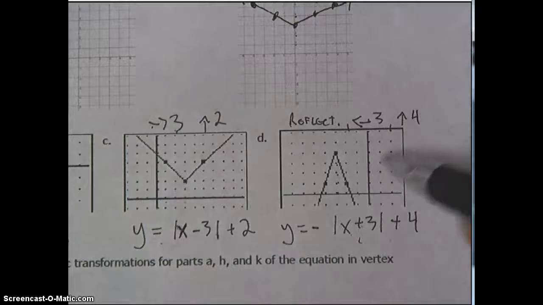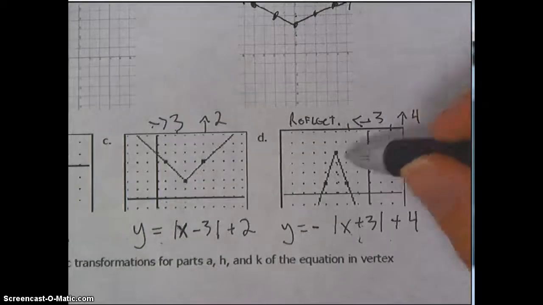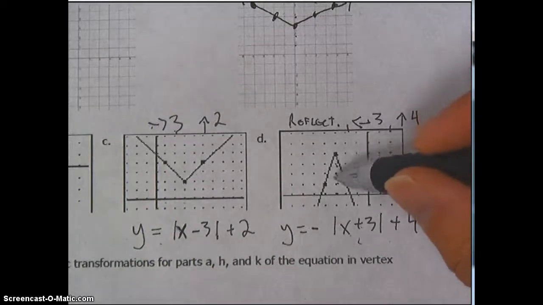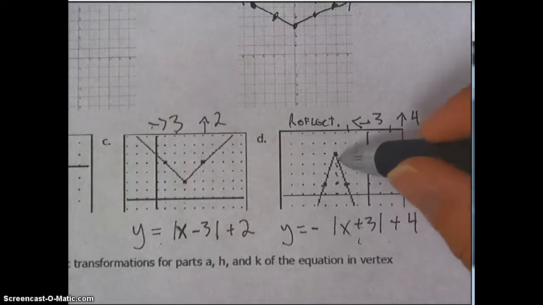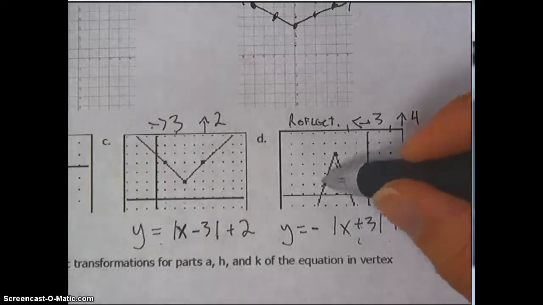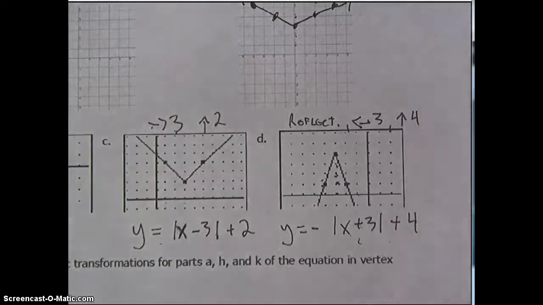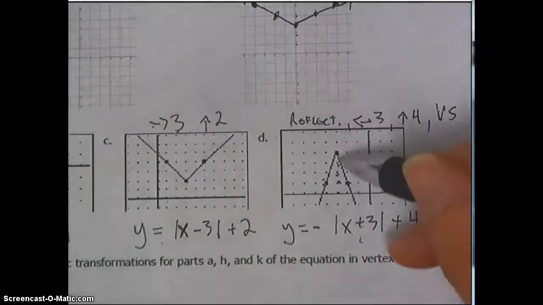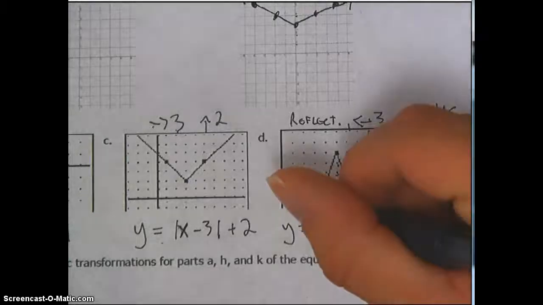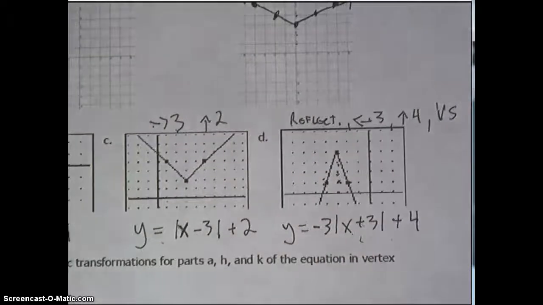There's one more thing going on here. This is a vertical stretch because I have to go down 1, 2, 3 over 1 in both directions. So this is a vertical stretch. Question is by how much? Well, 3 over 1, which is just 3. So it's y equals negative 3 times the absolute value of x plus 3, plus 4.